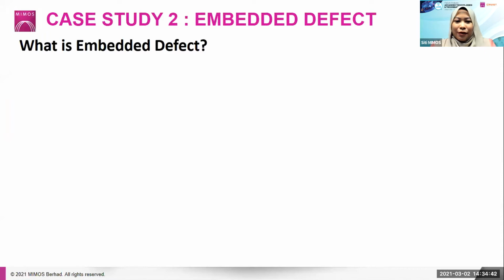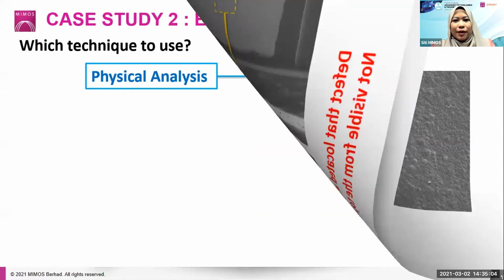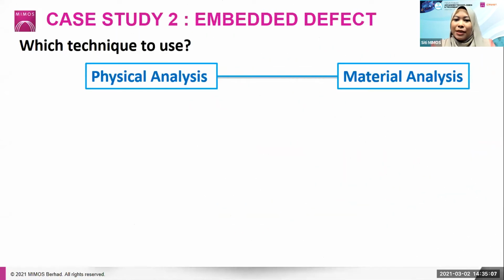So what is an embedded defect? Basically, an embedded defect is a defect that is located beneath the surface and is not visible from the top view. For example here, it was reported that this device failed electrical testing, which is suspected to be due to the embedded defect. In order for us to confirm this report, we have to perform the physical analysis and, of course, the material analysis to determine the composition of the defect.